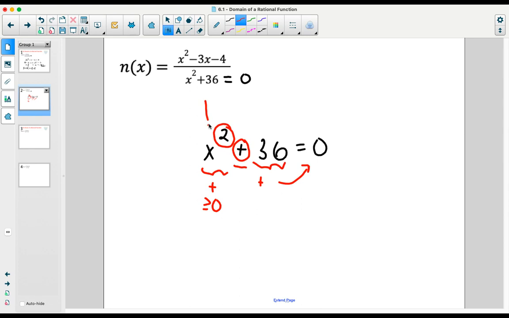The x squared is always going to contribute something non-negative. The 36 is always going to contribute something positive. We're always going to end up with a result that's positive, and we can never be 0.